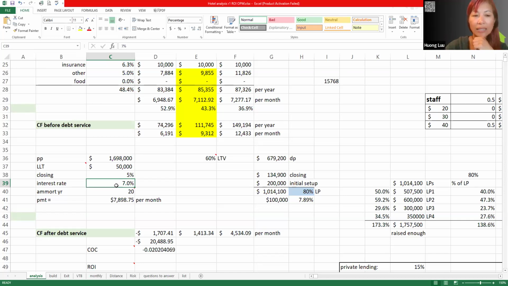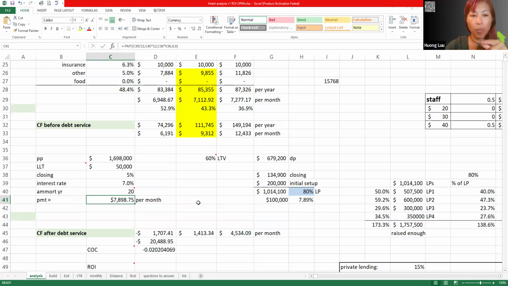Now I'm running an amortization of 20 years and an interest rate of 7%. If you're thinking, well, Huong, you can get an amortization of 25 or 30 years, yes, that is true. But at this point, I'm just underwriting my deal, and I don't know if the institution is going to give me 25 or 30 years. So my opportunity has to work at the 20-year mark. If it doesn't work, then I can adjust it accordingly. But it comes into part of the negotiations, right?